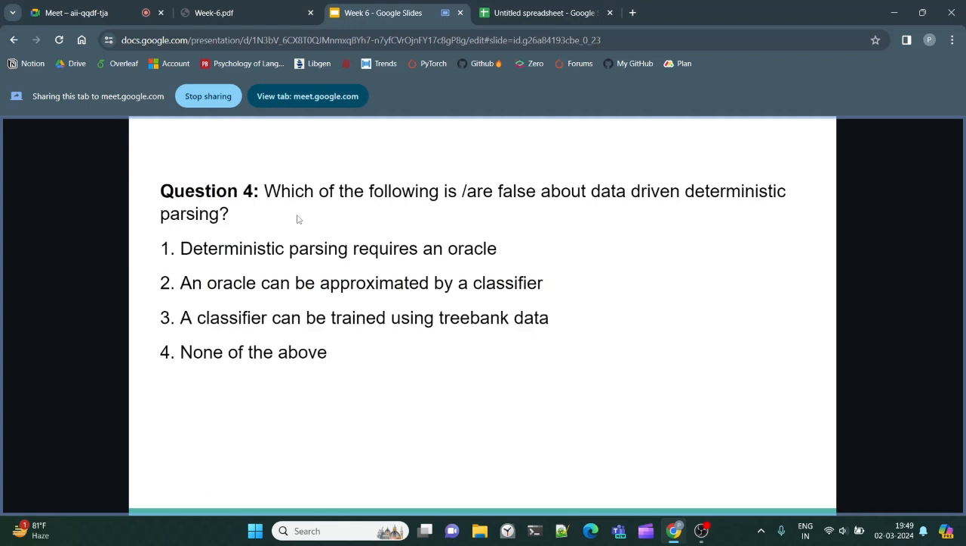However, the question asks which of the options are false. So none of the options are false. That is why I have option 4, none of the above, as the correct answer in this case. As I mentioned, these are specific characteristics of data-driven deterministic parsing.